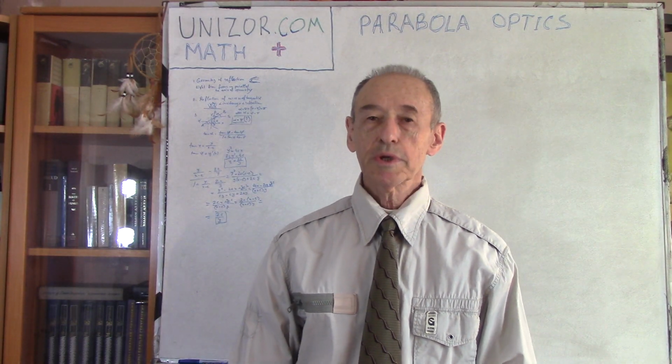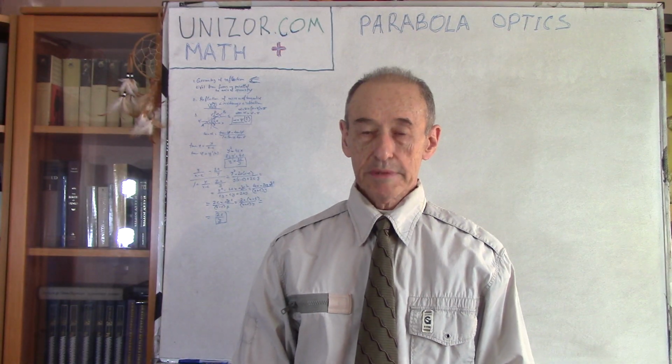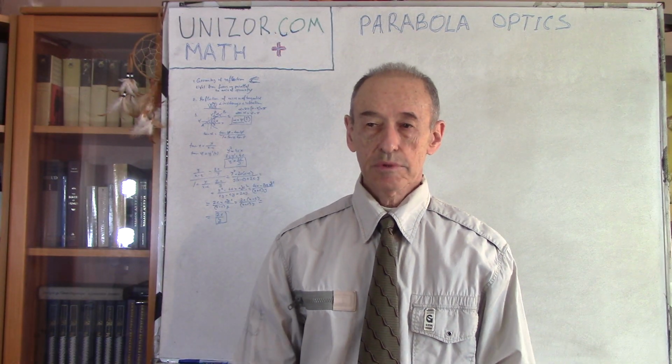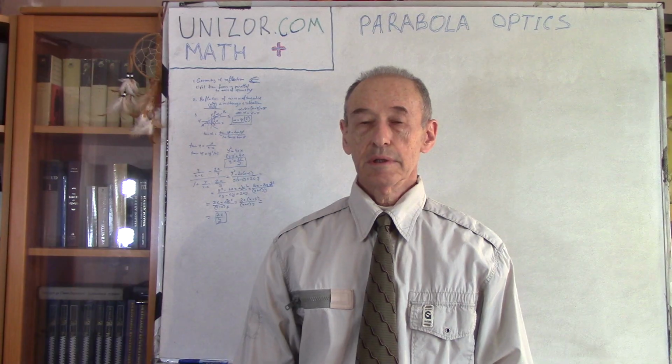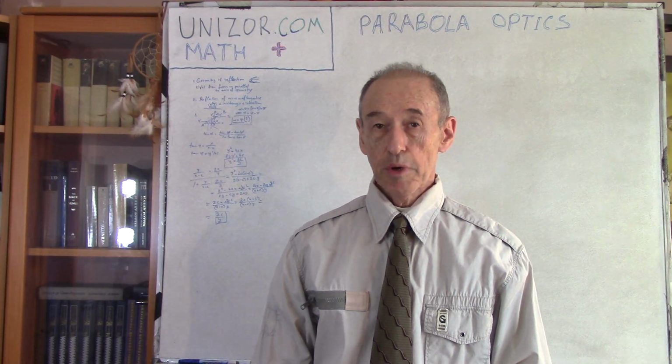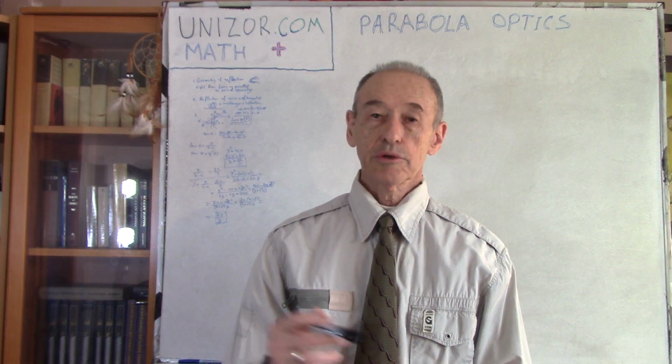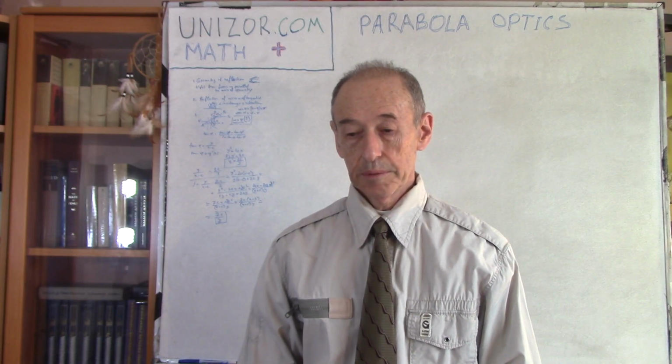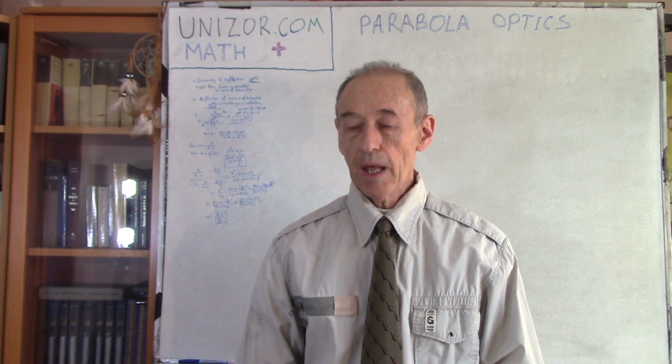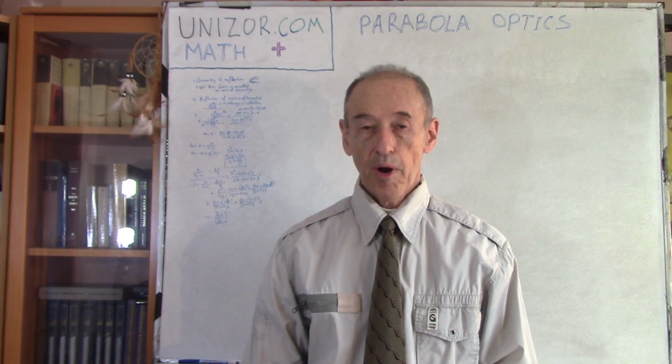We continue talking about parabola. In the previous lecture, I basically gave you the definition of parabola and derived the equation of parabola in Cartesian and polar coordinates. Today we will talk about parabola's optics.